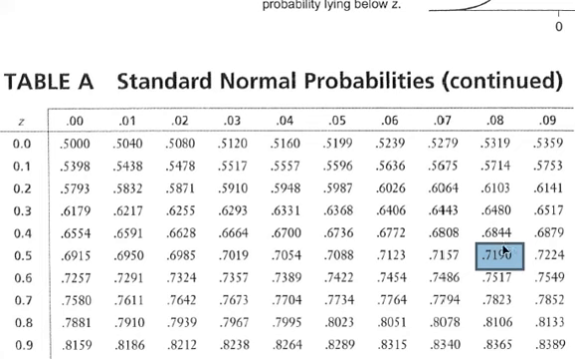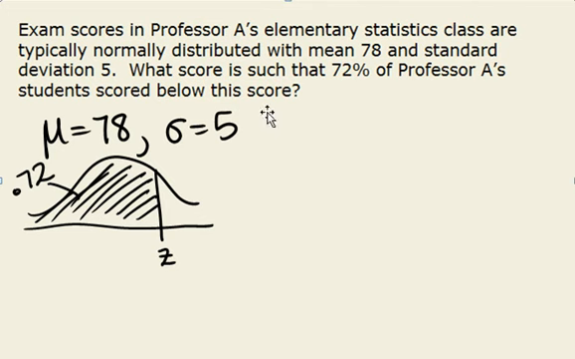So we're going to trace back and see what that corresponds to. Over here at the left, it's 0.5, and at the top, it's the 0.08. So what we get from the table is that the probability of being less than 0.58 is about what we're looking for, about 0.72. And so what we find is that our z down here at the bottom is equal to 0.58. And that's going to make this picture true.